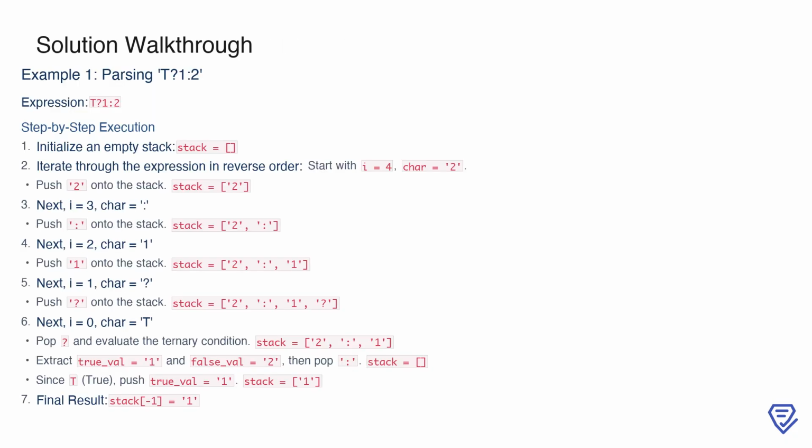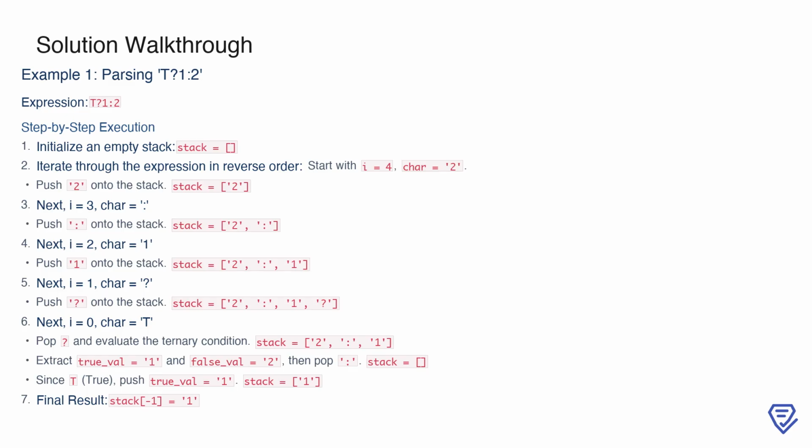To begin parsing the expression T?1:2, we initialize an empty stack. The process involves iterating through the expression in reverse order, starting from the last character. First, we encounter 2, which is pushed onto the stack, followed by colon and then 1. Each of these characters is added sequentially, building a stack of 2:1. When we encounter question mark, it is also pushed onto the stack.